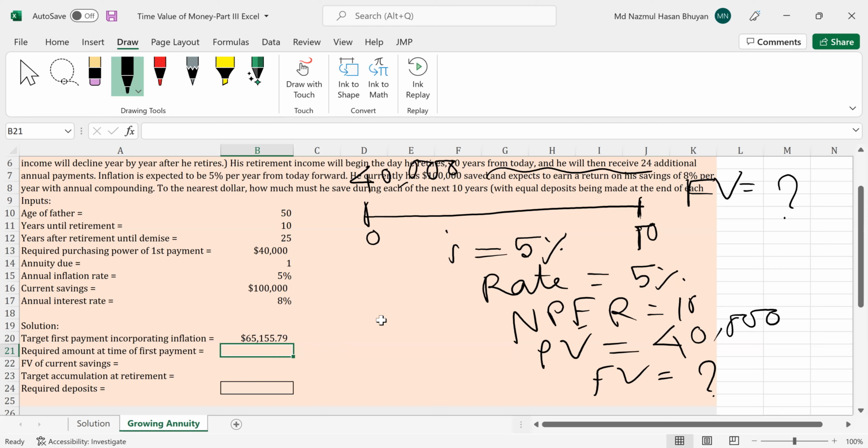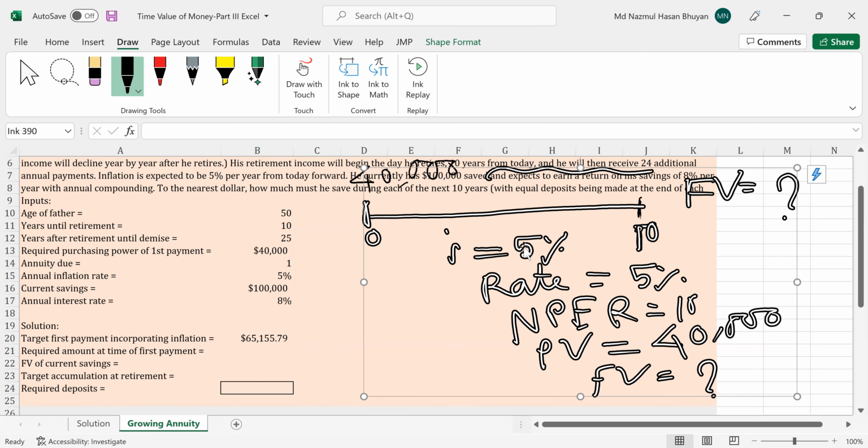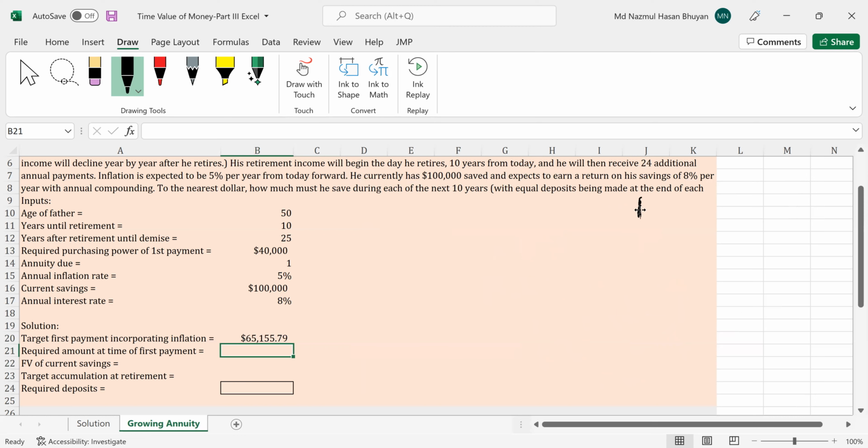Now, in the next stage, we want to know the value of this periodic $65,155 payments at the beginning of the retirement time period. Remember, your father wants to get his retirement payment at the beginning of the time period, not at the end of the time period. So it is an annuity due formula.